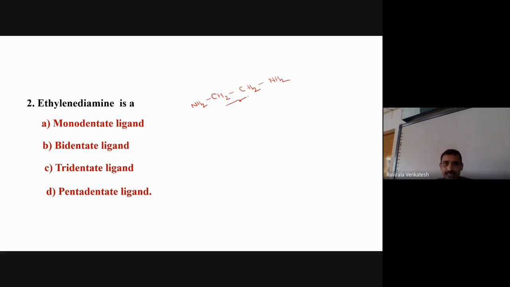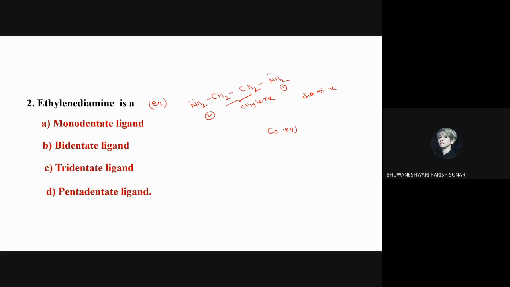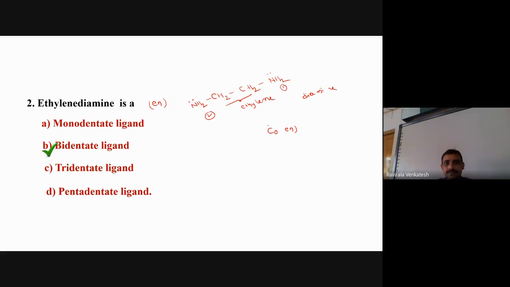This part is called ethylene. How many amines are there? Here one amine, and the second amine. Therefore, it is called diamine, ethylene diamine. In short form, it is called EN. Now, ethylene diamine, how many lone pairs does it have? One here and one here. So it is a bidentate ligand.